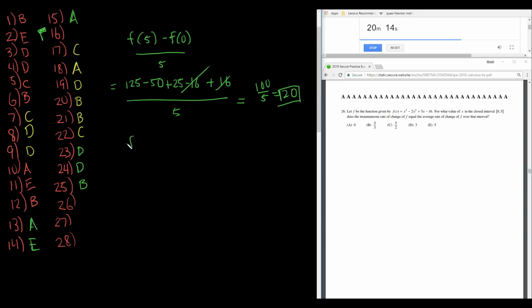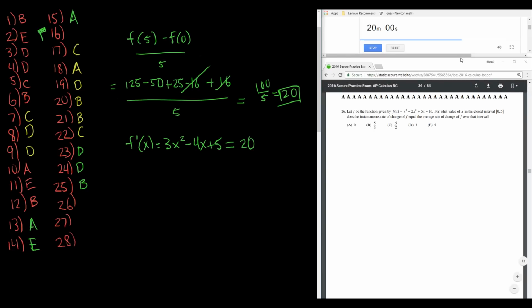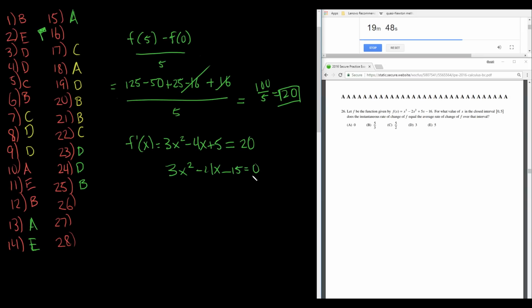And the instantaneous rate of change at any point is going to be the derivative. So 3x squared minus 4x plus 5. Perfect. What this tells us is this equation has to equal 20 at some point. And we're looking, again, only within the closed interval of 0 to 5. Otherwise, this is a quadratic, so we'd have two solutions. So let's just subtract and get our quadratic: 3x squared minus 4x minus 15 equals 0.